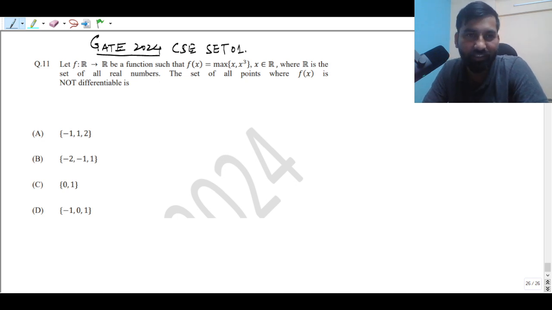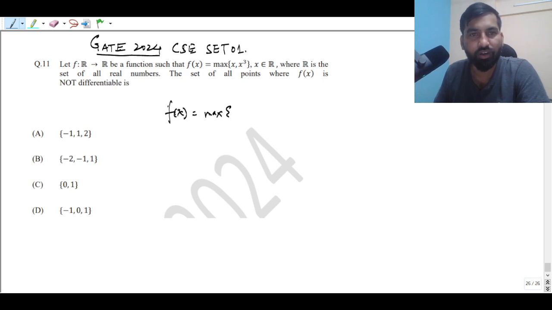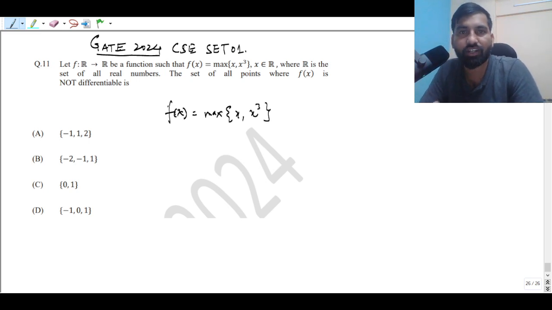Okay, so let us read the question. Here we have a function from R to R such that f(x) equals the maximum of x comma x cube, where x belongs to R, and where R is the set of all real numbers. The set of all points where f(x) is not differentiable.